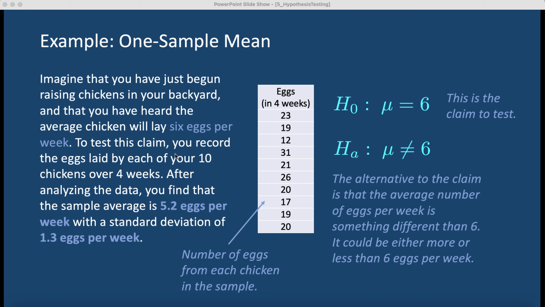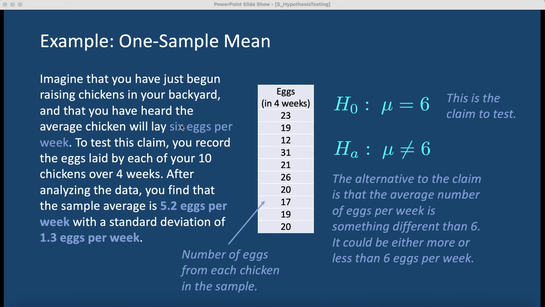So the claim was that there would be 6. We got a little bit less than that. Does that mean that the claim is wrong? Is it actually less? Or is it reasonable that we got 5.2 even if it's true that in general the average chicken will lay 6 eggs?